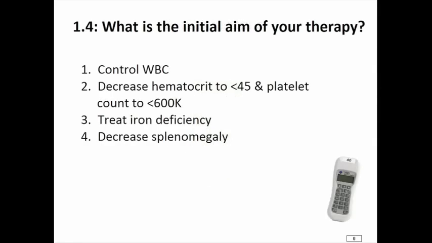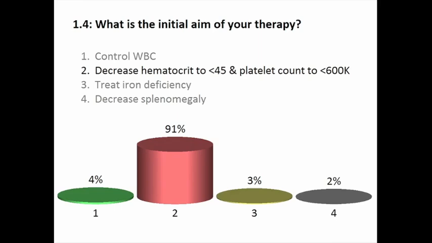Questions? What's the initial aim of your therapy? Control the white count, decrease hematocrit to less than 45, platelets less than 600,000, treat iron deficiency, or decrease splenomegaly. True to our calling, another easy question. I'm sorry. Okay. So that's certainly the idea. Data have shown that one should get the hematocrit down below 45 with regard to overall outcomes and platelet counts to decrease thrombotic events.